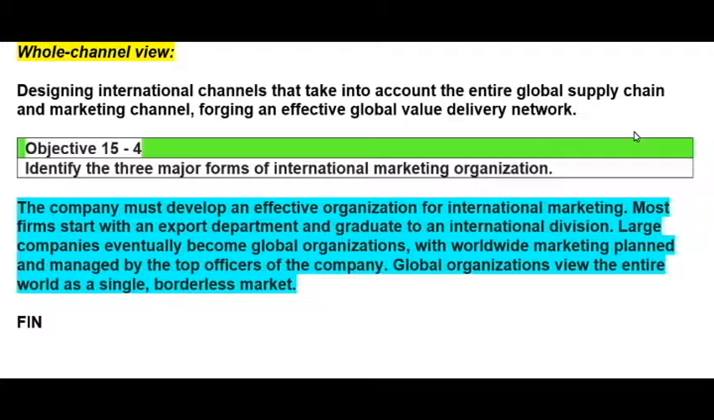Objective 15.4. Identify the three major forms of international marketing organization. The company must develop an effective organization for international marketing. Most firms start with an export department and graduate to an international division. Large companies eventually become global organizations with worldwide marketing planned and managed by the top officers of the company. Global organizations view the entire world as a single borderless market.